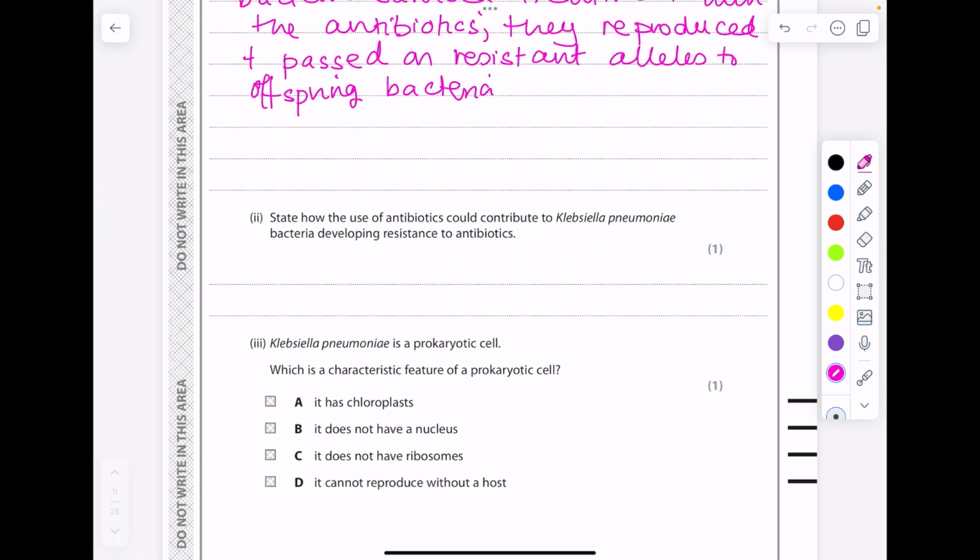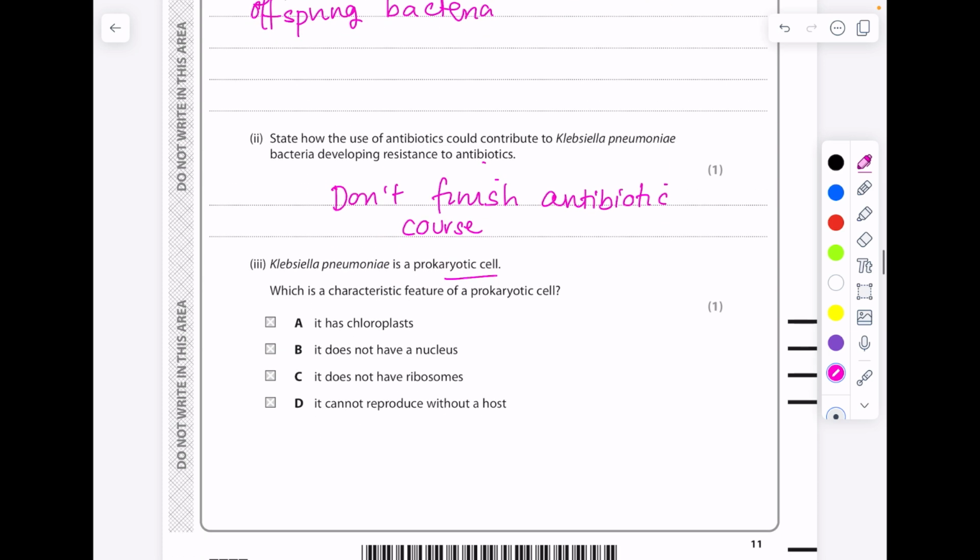State how the use of antibiotics could contribute to this bacteria developing resistant to antibiotics. So what naughty behaviours do people do? Well, they don't finish the antibiotic course. That's a big no-no. It's a prokaryotic cell. What is a characteristic feature of a prokaryotic cell? Prokaryotic cells, remember, contain no membrane-bound organelles, including having no nucleus. So the answer here is B.